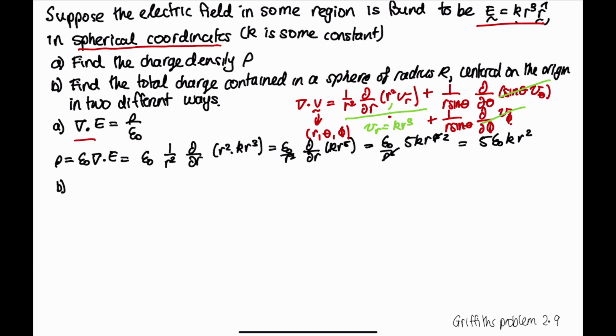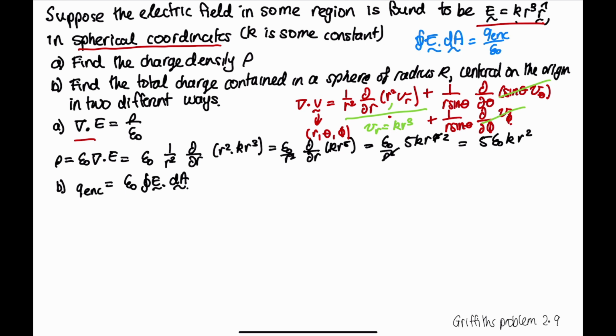So part B asks us to find 2 ways to calculate the total charge contained inside the sphere. So I think the easiest way is just to go back to our integral form of Gauss's law, which tells us that the closed surface integral of E dot dA is equal to Q enclosed over epsilon naught. So we can just rearrange this and write, well, the enclosed charge is equal to epsilon naught times the surface integral of E dot dA. And this means the electric field over this surface.